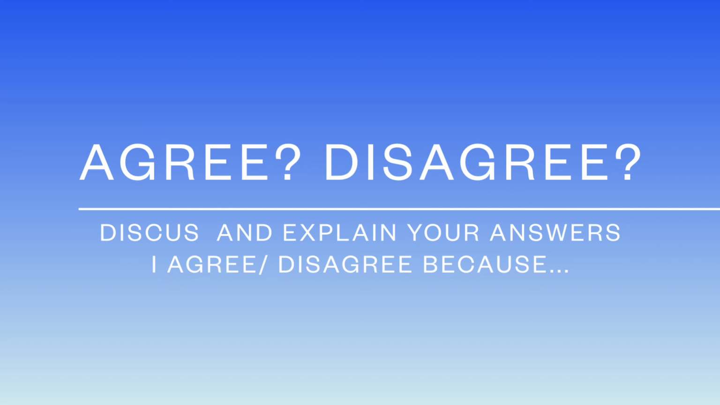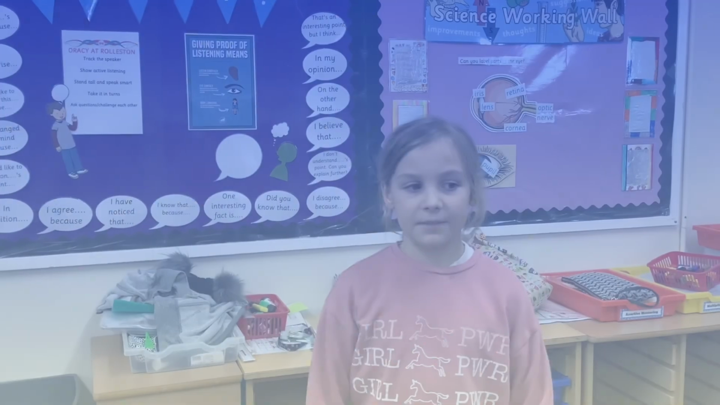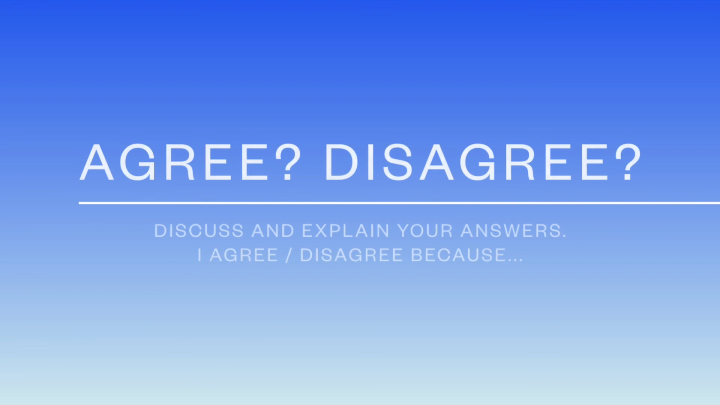Now, what about this one? The best thing to do when someone is hurt and on the ground is just to walk away and leave them. So, do you agree or disagree? If you disagree, please explain to your class what you would do instead. What would be the right thing to do? Teachers, pause here. We hope you've enjoyed our assembly on integrity.